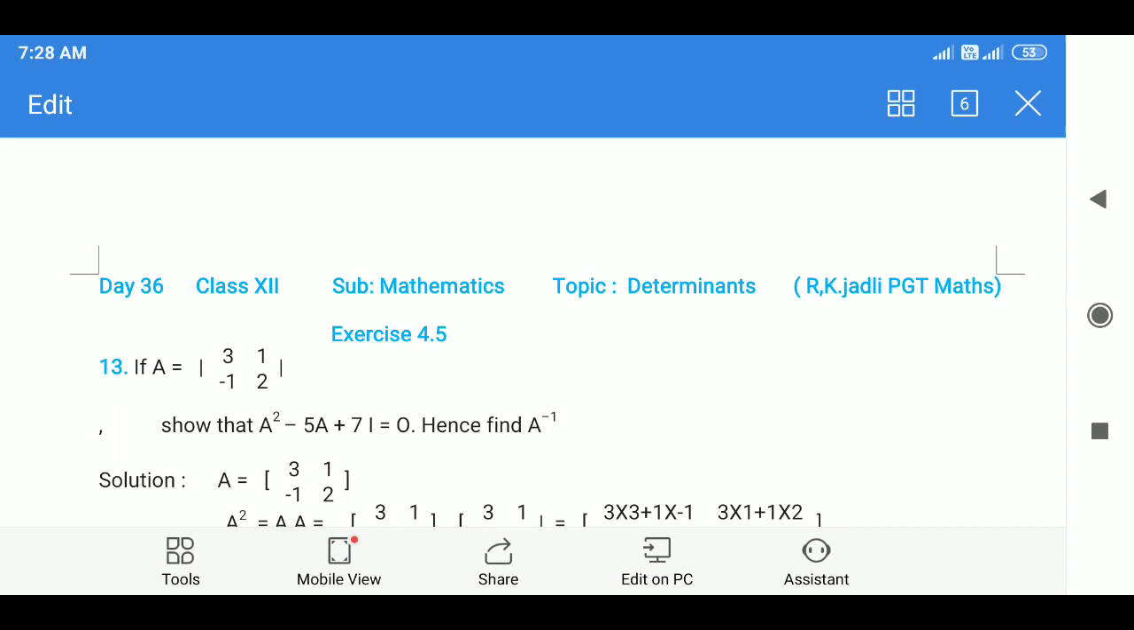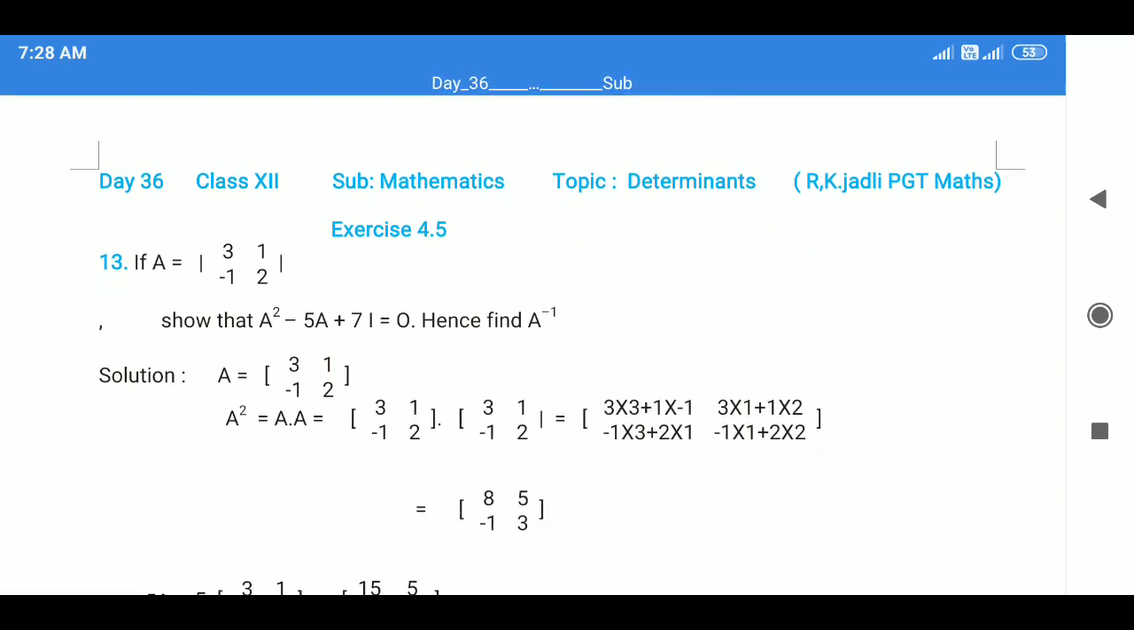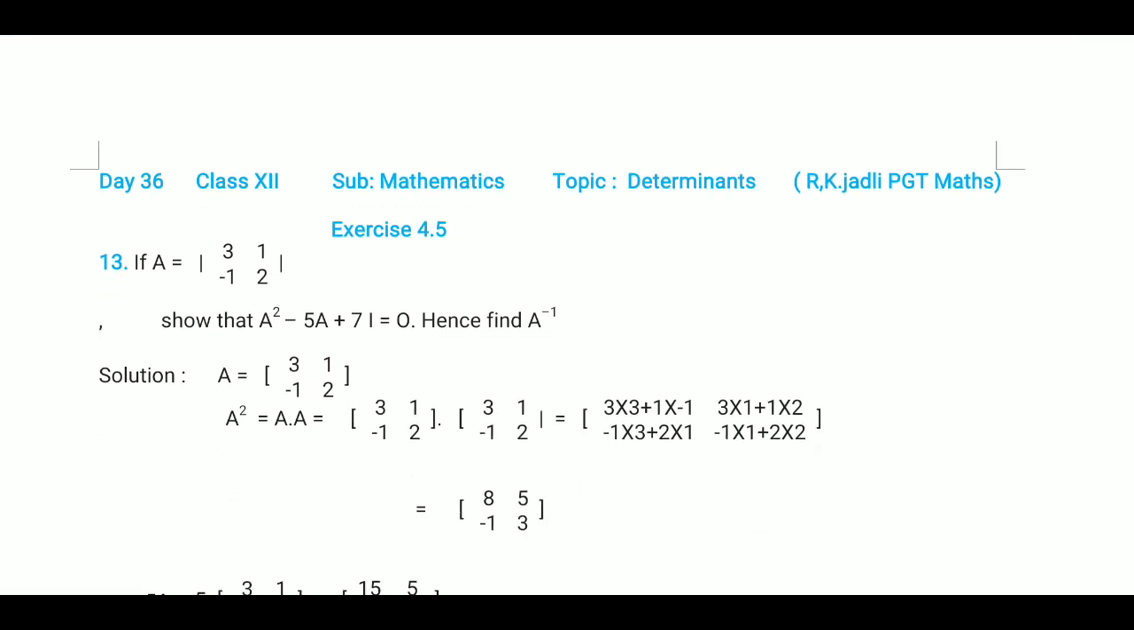Now I start the topic, determinants exercise 4.5. Here some questions are already solved. Now I am taking a different type of question, that is question number 13. If matrix A is equal to, it is a matrix, not a determinant, so the symbol should be of a matrix.